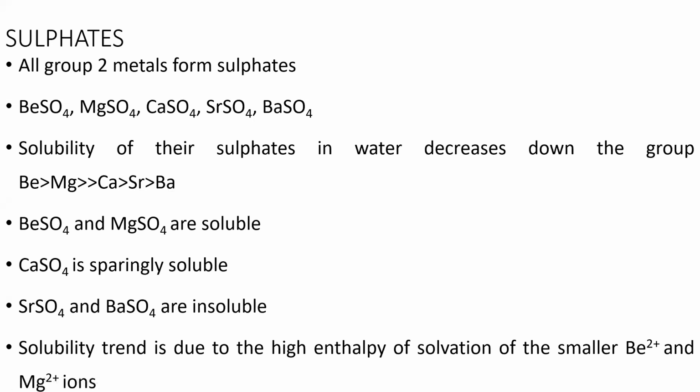So that is why solubility of their sulfates will decrease down the group, because your beryllium and magnesium ions have a high enthalpy of solvation. The ions are small in size with high charge. So they have high enthalpy of solvation. Why these ones? Their enthalpy of solvation will be small. So that is why your beryllium sulfate and magnesium sulfate will be soluble. Your calcium sulfate will be sparingly soluble. Your strontium and barium sulfates are insoluble. And we are going to see the importance of this solubility as we go down the lecture.